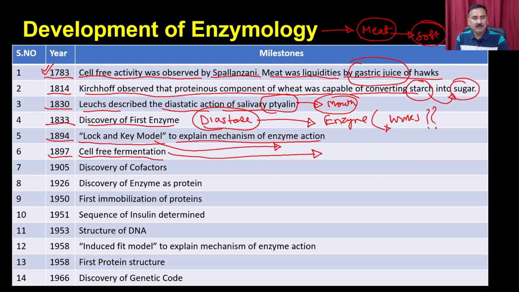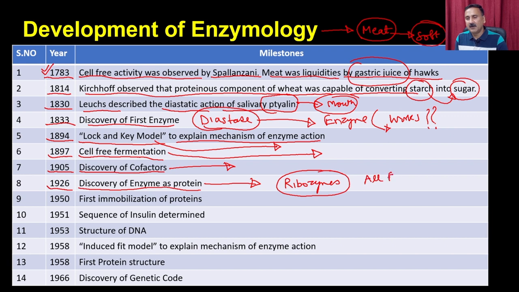Then in the year of 1905, people started developing the different types of cofactors. So these cofactors are the molecules which are helping in the enzyme catalysis. Then in the year of 1926, people discovered that the enzymes are mostly protein. So in the year of 1926, people were not aware of the ribozymes. So that's why this is a general concept that all enzymes are proteins. Okay, so all enzymes are protein.